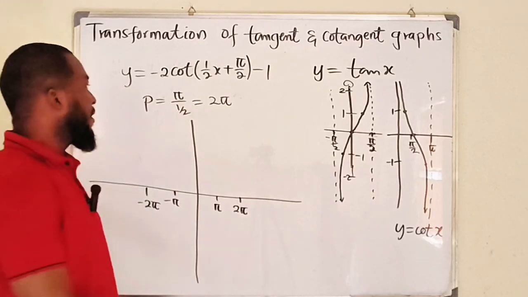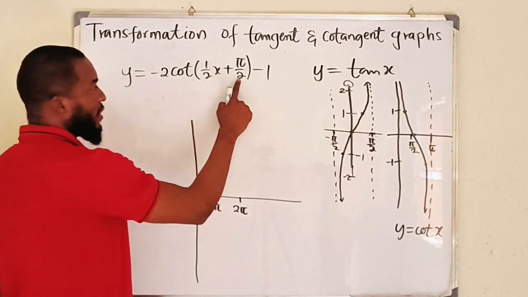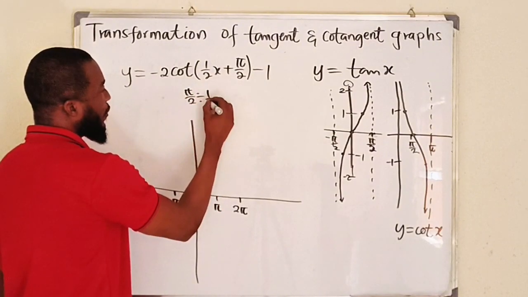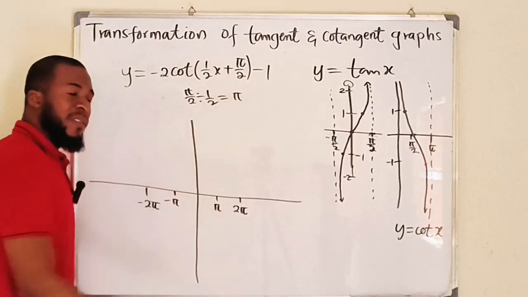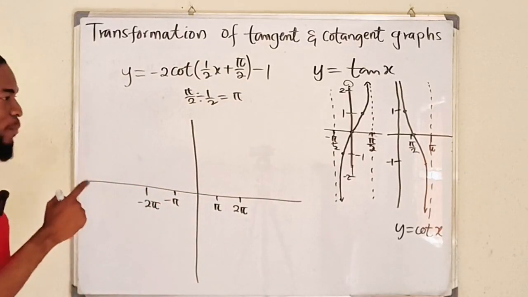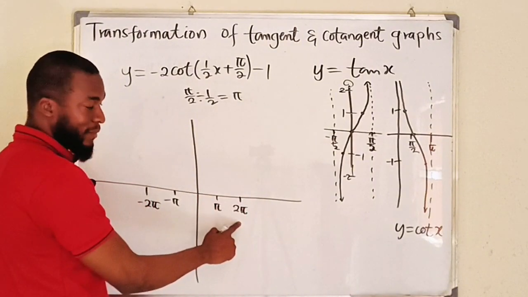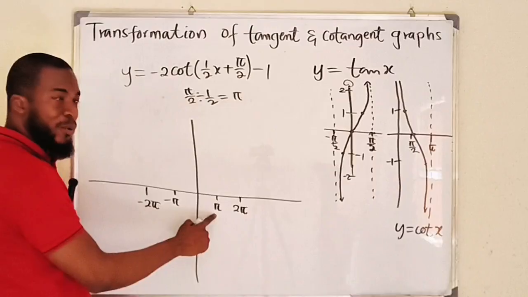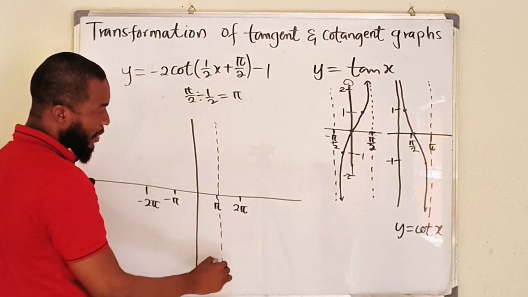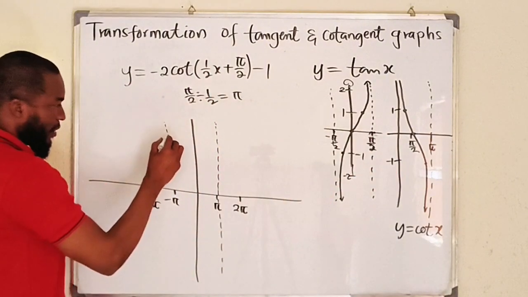Okay. Next, we need to talk about the shift. The shift, you have to take this and divide by this. Pi over 2 divided by 1 over 2 will give us pi. Because it is positive, it is going to shift the graph to the left, pi units. So remember, we used to have our vertical asymptote at the second point. So now it will be shifted pi unit to the left. So your vertical asymptote is now here. Another vertical asymptote at origin will be shifted down here.